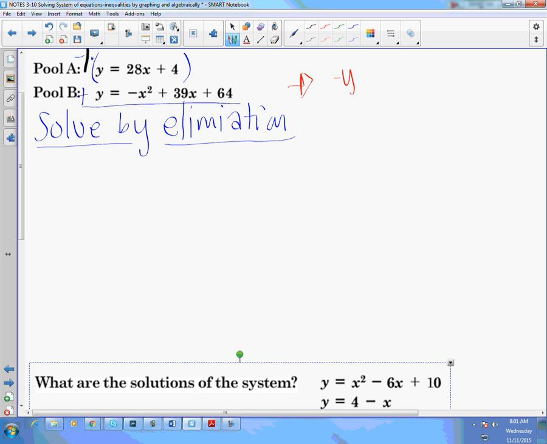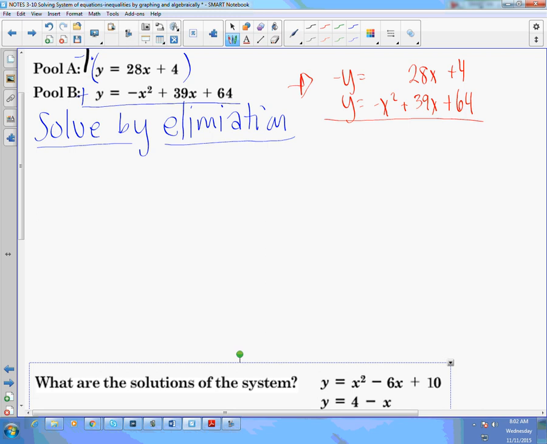It's now negative y equals, and I'm going to make a space for the quadratic term, because pool B has a quadratic term, but pool A doesn't. So I make a space, and then 28x plus 4. So that when I line up pool B, I have all of my terms lined up. My y's are lined up, my quadratics are lined up, because pool A doesn't have a quadratic, so there's a space there. My linear terms are lined up, and my constants are lined up.